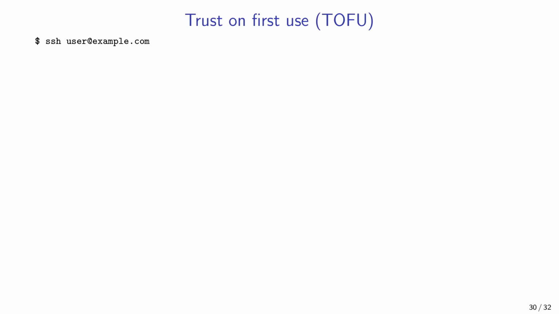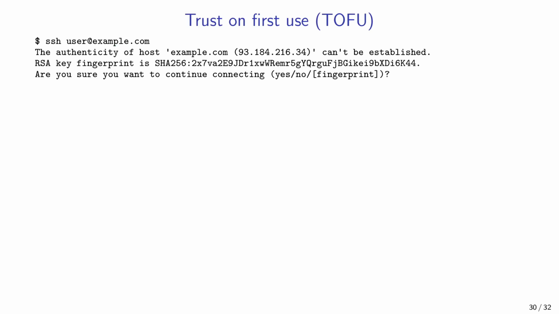So here is how this TOFU model is implemented in SSH. This is how we connect to a server, specifying here the username and hostname. If we connect to the server for the first time, we will see this prompt: the authenticity of host cannot be established. This is the hash of the server's public key. Do you want to continue connecting?